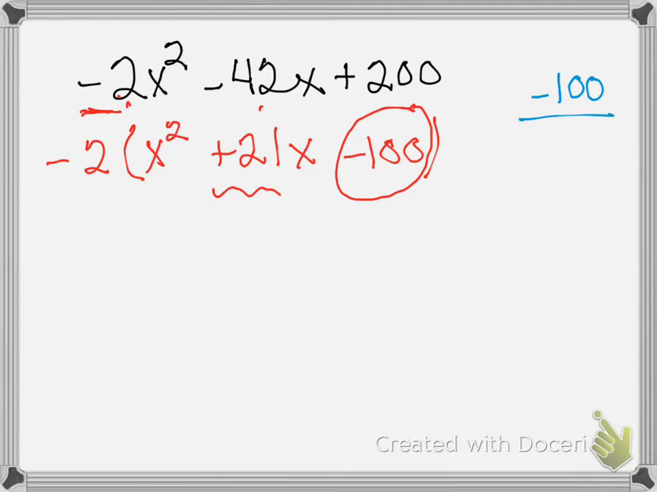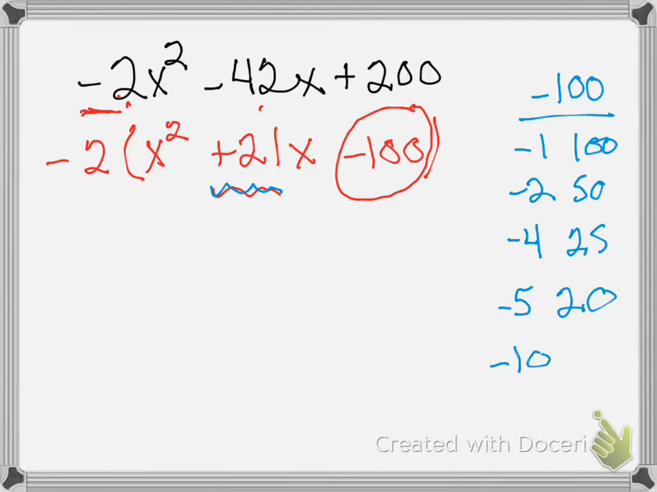The fact that the 21, that number that the two factors have to add to, is positive, means the bigger of the two numbers also has to be positive. So we can start listing out all the different possibilities. We've got negative 1 and 100. We've got negative 2 and 50. We've got negative 4 and 25. We've got negative 5 and 20. And then we've got negative 10 and positive 10. There we go. So we want the pair that when we add them together, we get a positive 21.